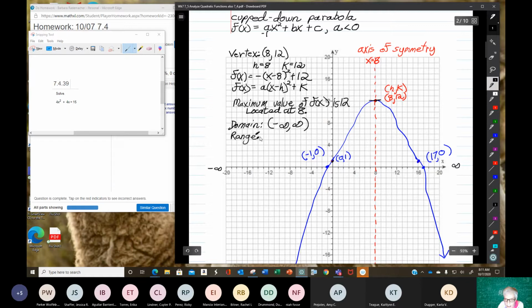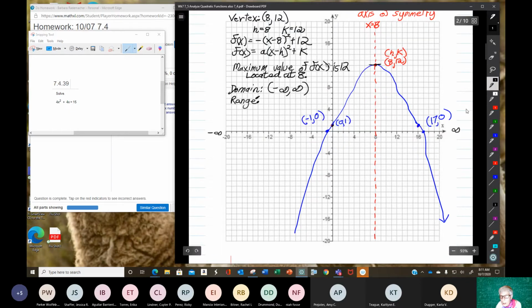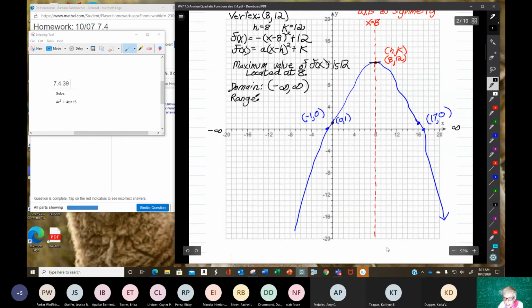Let me show you before I write it. The way range is thought of is going from down here at negative infinity all the way up to 12, right? That's the highest y value. So from negative infinity all the way up to 12 with a bracket.